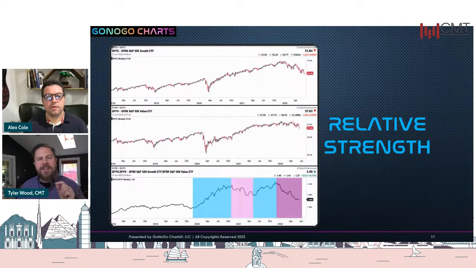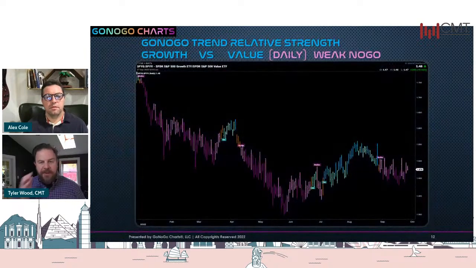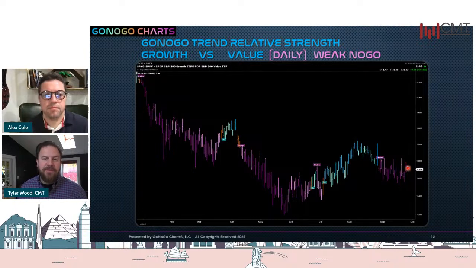But what if we wanted to understand the trend of that relative strength line? Well, we could use a go-no-go chart, and that would be what it looks like. The growth versus value trade on a daily basis. And right now, growth is in a weak underperformance against the value shares, right? So we can see very clearly this trend pulling out between growth and value.